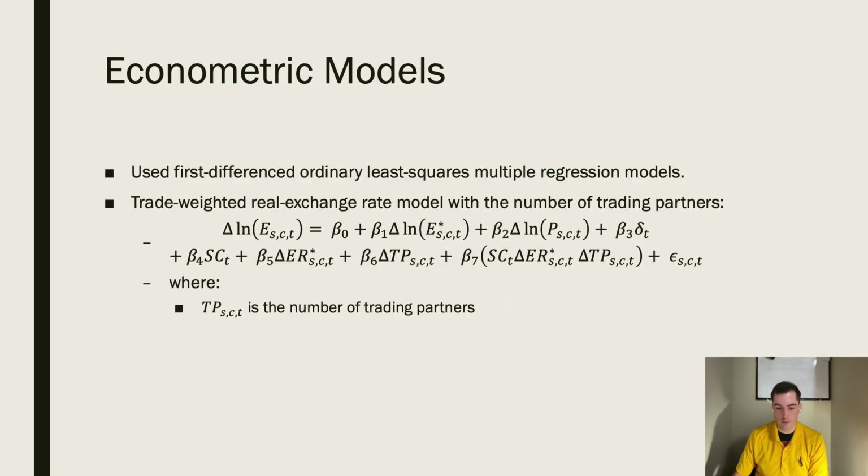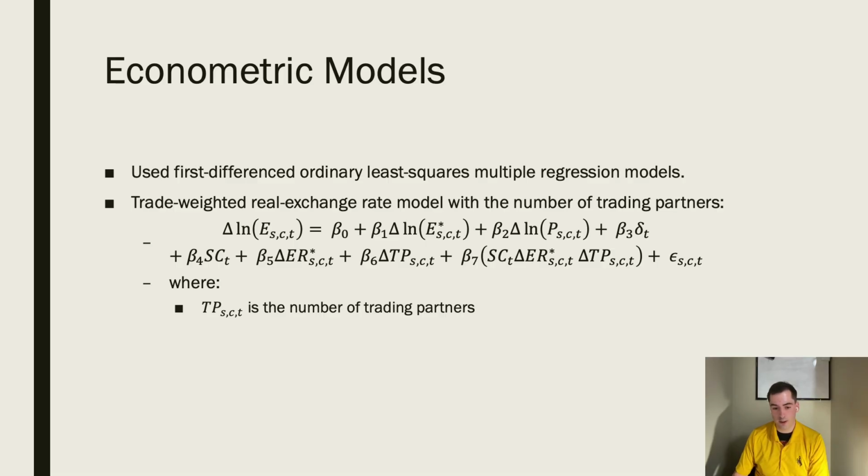The next extension was to include a measure of the number of trading partners for each state and each quarter. So this is that TP term. And I defined this term as the unique number of export destination countries for each state and each quarter. And it includes all product categories.